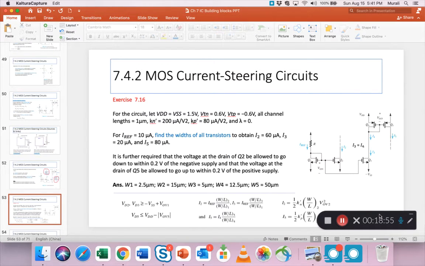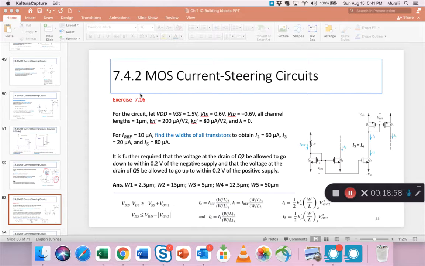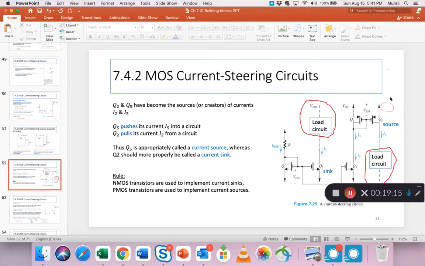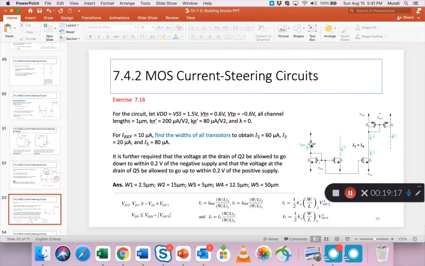there's an exercise problem related to MOS steering circuits. I thought the exercise, you know, is in the chapter, and the answers are also available. I thought this was a good example to help us understand this circuit, which we have seen in the theory also, right? So it's a straight application of all these formulas that we studied when we were studying this.